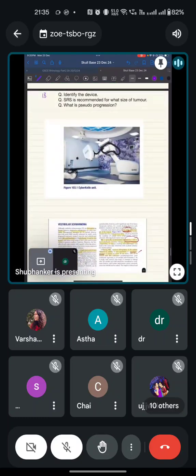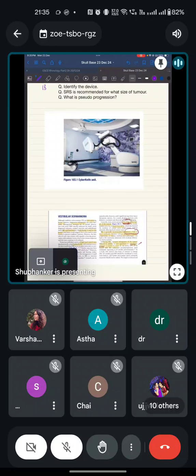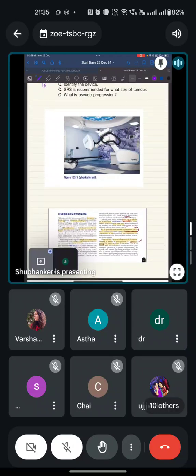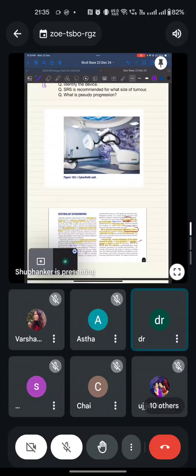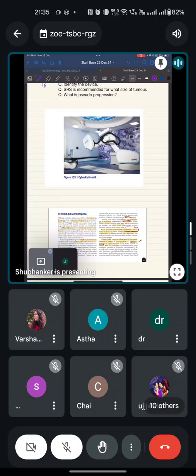Repeated question. Once you move ahead from vestibular schwannoma, you'll add on to this. Identify the device. SRS is recommended for what size of tumor? What is pseudoprogression? I think it's the third time pseudoprogression is coming in front of your eyes. The device is the CyberKnife. We all know the size is less than 3 centimeters. We use it. A second question can come: what will happen if you use SRS for a tumor bigger than that size? Obstructive hydrocephalus can occur.